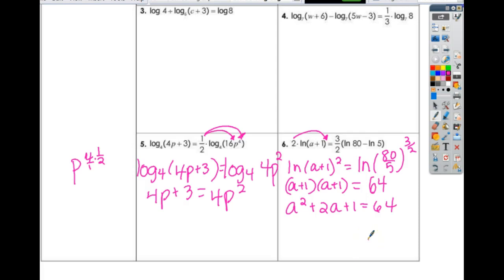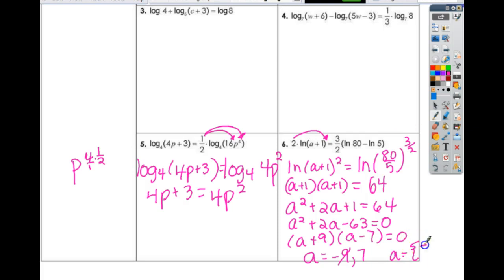Okay, so now I'm going to subtract the 64. And I can factor. So my a's are negative 9 and 7. So now you need to test and see. It makes this negative, doesn't it? So you can't use it. So your only answer here is 7. So the negative 9 is extraneous because it makes that negative and it makes it not a solution. Does that make sense?